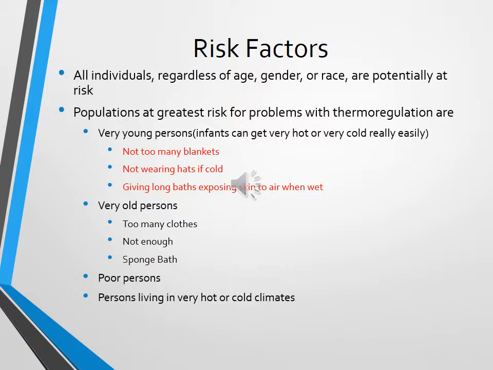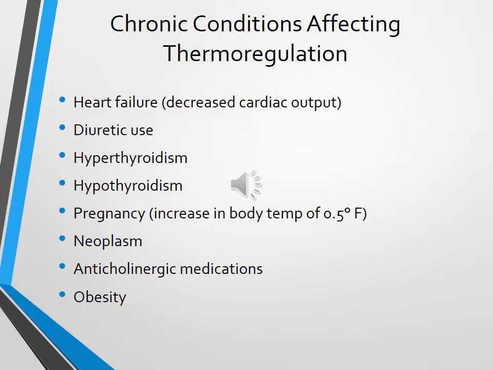For very old persons, usually too many clothes, not enough clothes, sponge bath. Poor persons, people that live in a very hot or very cold climate. Chronic conditions that affect thermoregulation: heart disease, diuretic use, hyper and hypothyroidism. Pregnancy automatically increases the body temp by 0.5 Fahrenheit. Neoplasm, anticholinergic medications, and obesity.